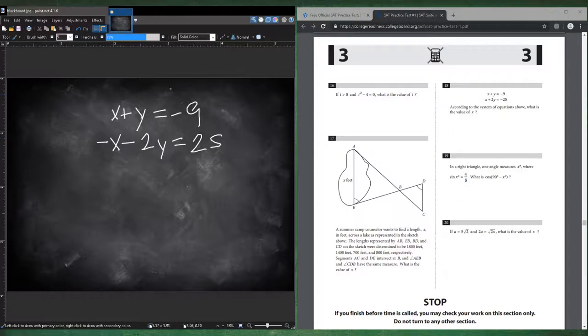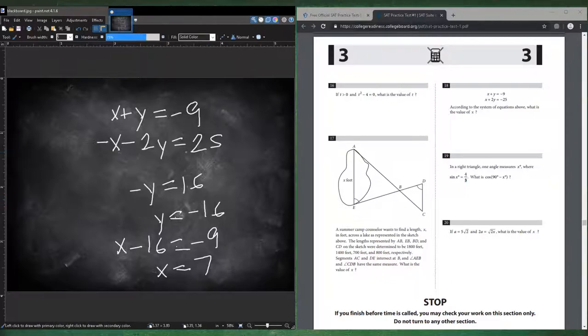I do this because I want the higher negative number as the positive term. Because in this case, 25 minus 9 is 16, and I want the final result to be a positive number. It's just easier to work with. So negative x plus x is 0. And negative 2y plus y is negative y. And 25 minus 9 is 16. So y is equal to negative 16. So plug negative 16 into the equation. So x minus negative 16 is negative 9. So x is equal to 7.